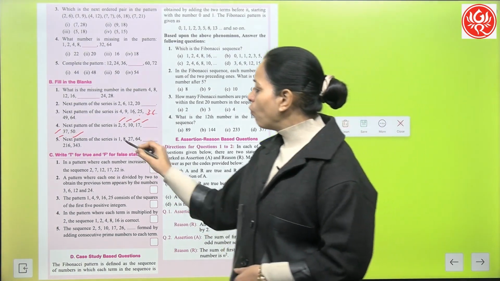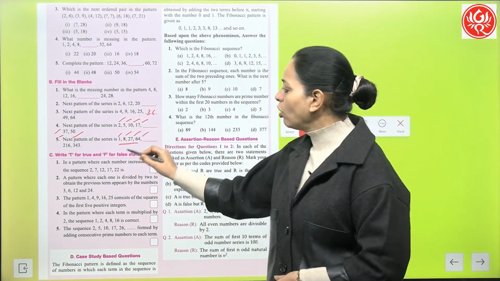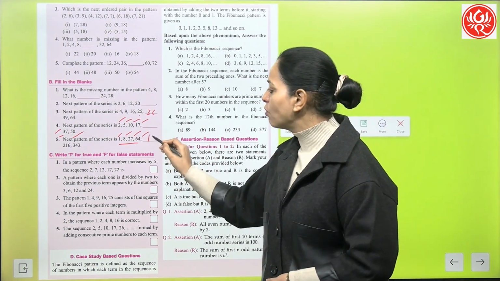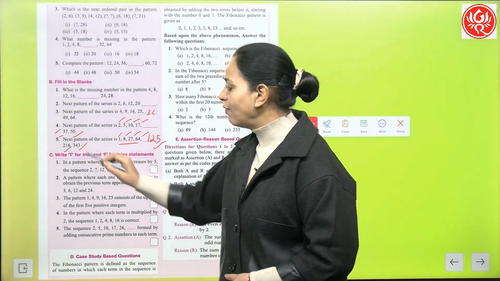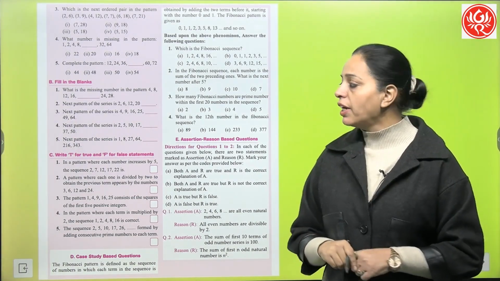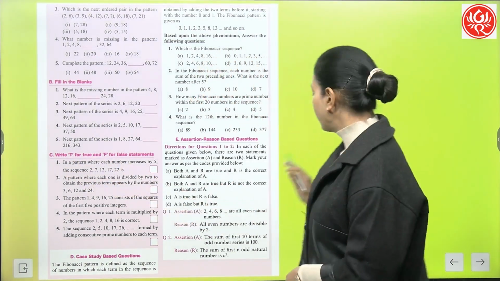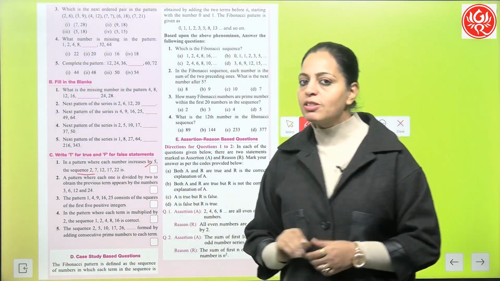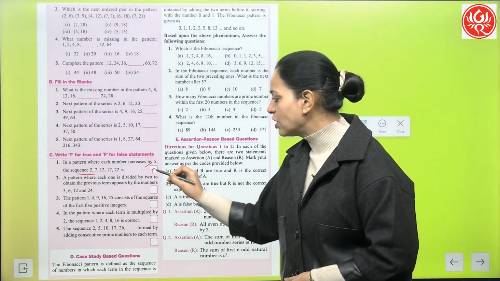Now the fifth one is 1, 8, 27, 64. These are cube numbers. So 1 cube, 2 cube, 3 cube, 4 cube, 5 cube means 125. Then 6 cube and 7 cube. Right? Now I hope these are clear to you. Now C part, write T for true and F for false statements. The first one, in a pattern where each number increases by 5, the sequence is 2, 7, 12, 17, 22. This is right? Yes, this is true.